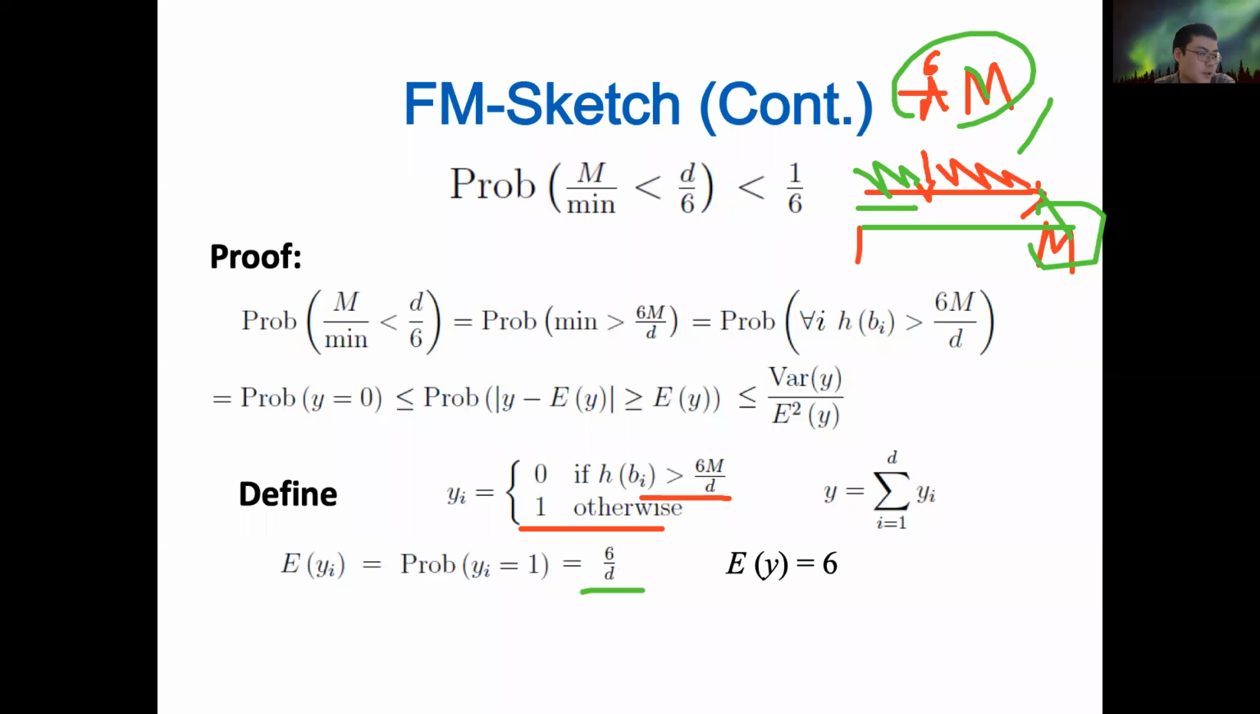So by saying that EYi equal to this, using linearity of expectation, EY equal to summation of E this. We have D such values summed together, which is 6. D times divided by D, and the D's cancel.